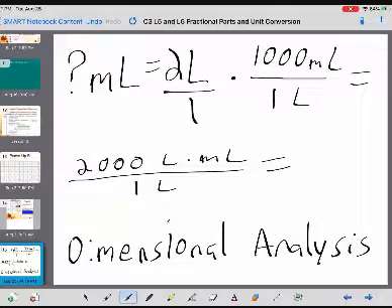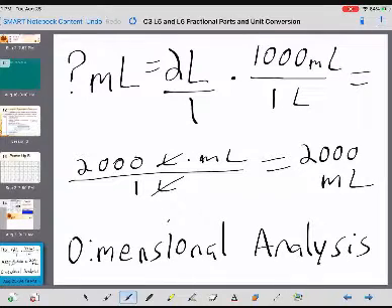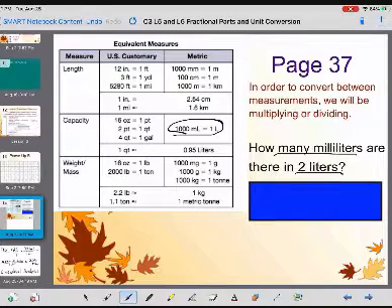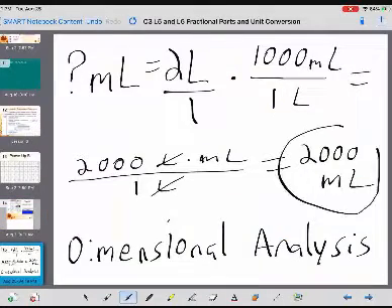So what we see here is that we have the same unit, liters, on top and bottom. So just like in that previous example, it's going to cancel. And we're going to be left with 2,000 milliliters. So therefore, how many milliliters are there in 2 liters? There's going to be 2,000 milliliters in 2 liters. All right, let's go on to a couple other examples.